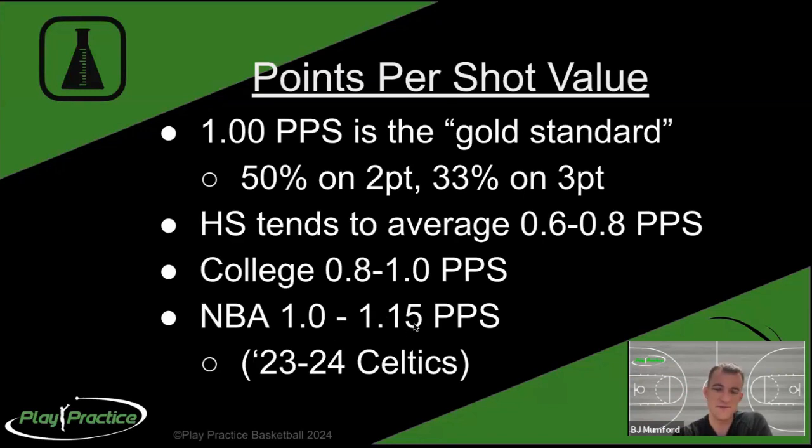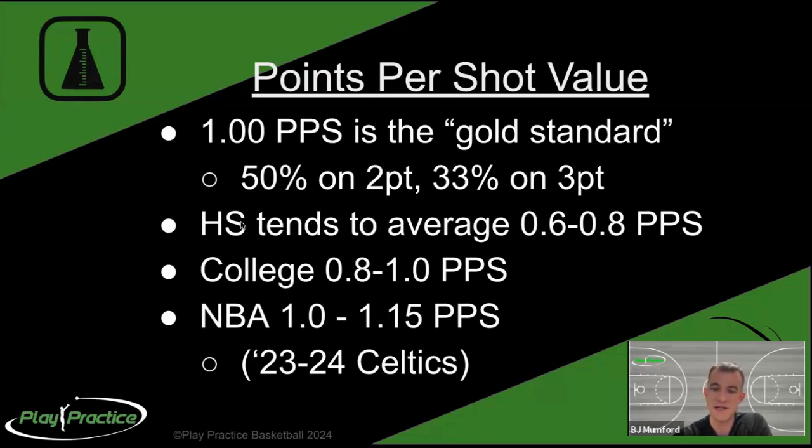But this equates to 15 points. 100 shots taken, if we're averaging 1.15 points per shot, that means we're scoring 115 points on average. Compared to everybody else scoring 100, we're going to win most of the games just on that calculation.